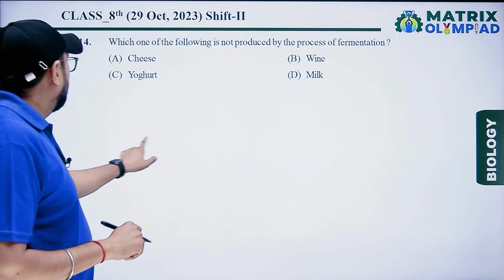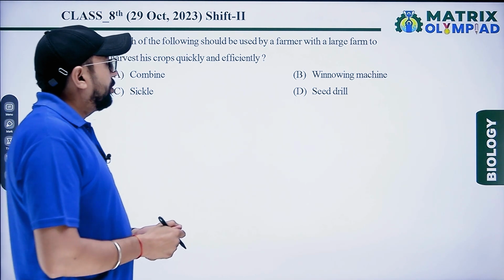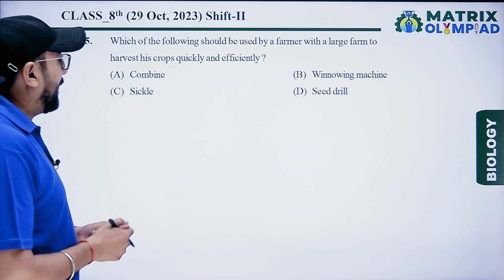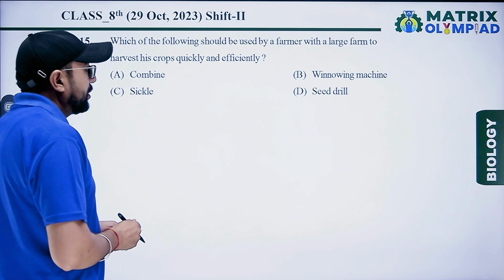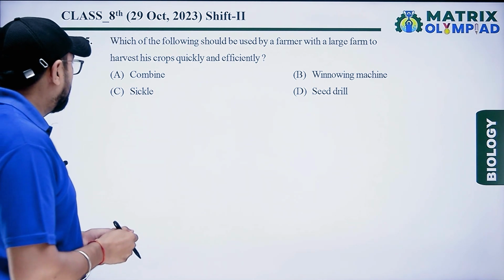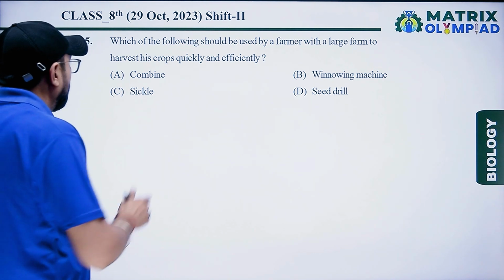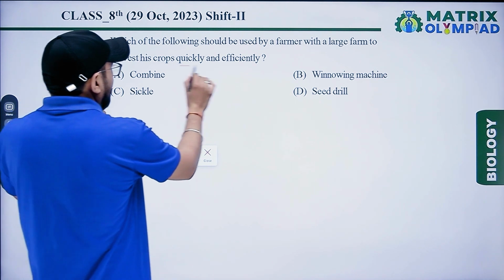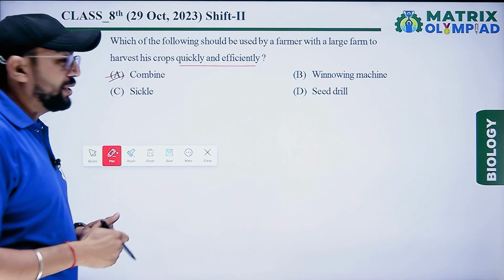Next one is: which of the following should be used by a farmer with a large farm to harvest his crop quickly and efficiently? Number 1, combine. Second, winnowing machine, sickle, and seed drill. According to the question, harvest his crop quickly and efficiently. Combine is the right answer for this.